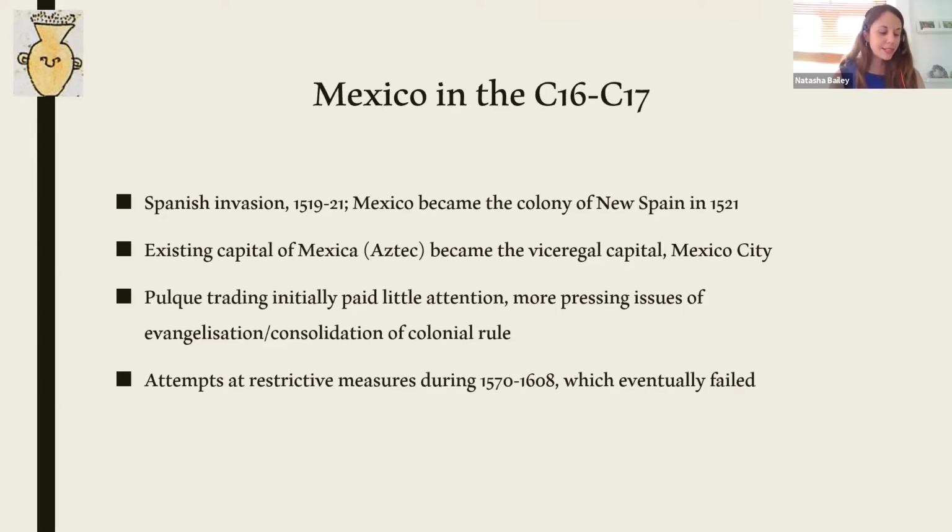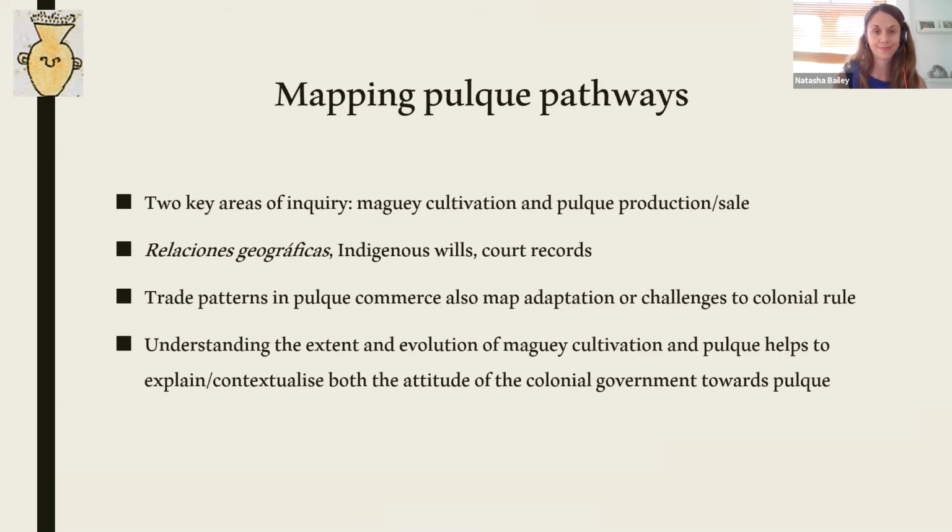And so the development and the expansion of these pulque trade networks takes place in the context of an administration that at the very best is ambivalent towards pulque trading, and at the worst, it's actively hostile. I'm going to talk a little bit about mapping the trade pathways in pulque.